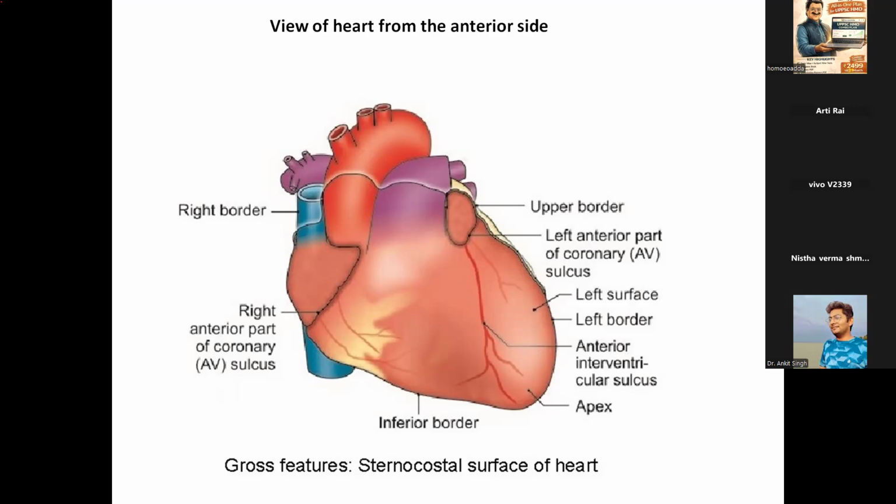No, no, no. There is one glitch. You see, you are able to appreciate the right atrium. This is the whole of the right ventricle. This is the left atrium, but you are not able to see it. This is the left ventricle, but you are not able to see the left atrium. So the right atrium, right ventricle, and left ventricle: three chambers are visible from the anterior side.